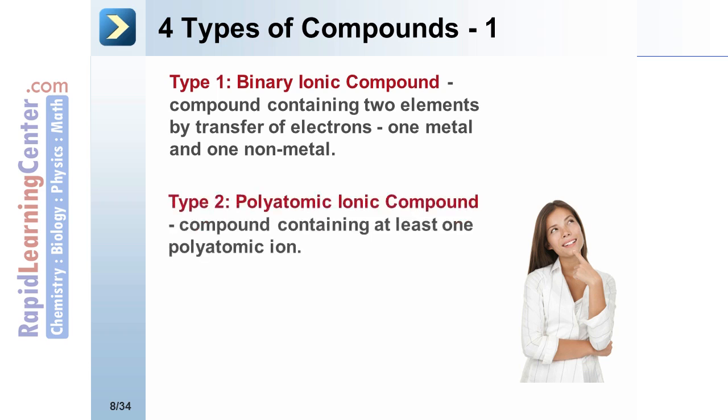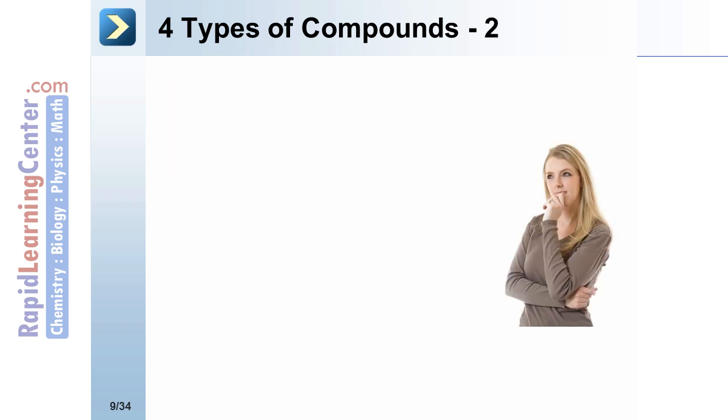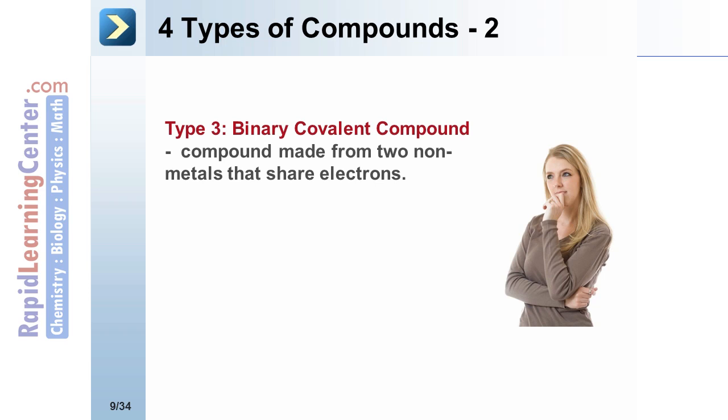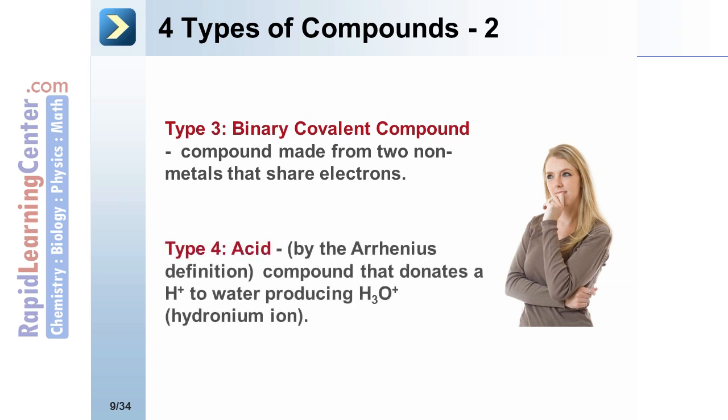Type 2 is a polyatomic ionic compound, a compound containing at least one polyatomic ion. Type 1 and Type 2 can both contain multivalent metals, which are metals that have more than one possibility for their positive charge. Type 3 compounds are made of two nonmetals that share electrons, forming a covalent bond. And Type 4 is acid, which by the Arrhenius definition designates a compound that donates a hydrogen cation to water to produce the hydronium ion.